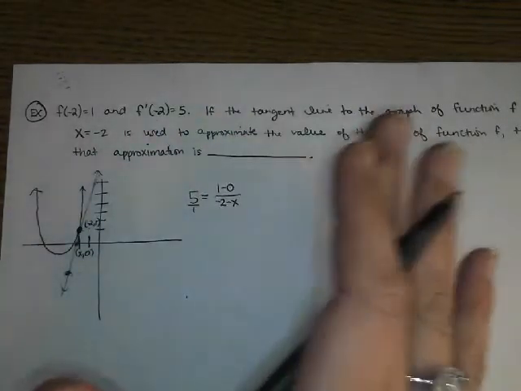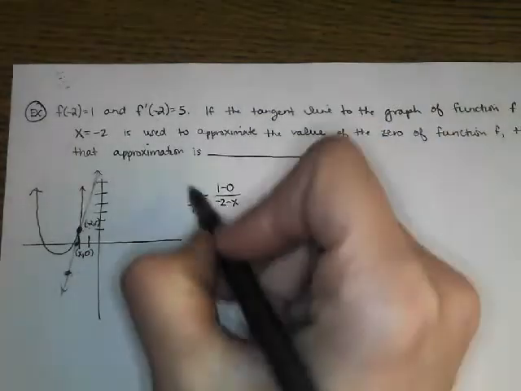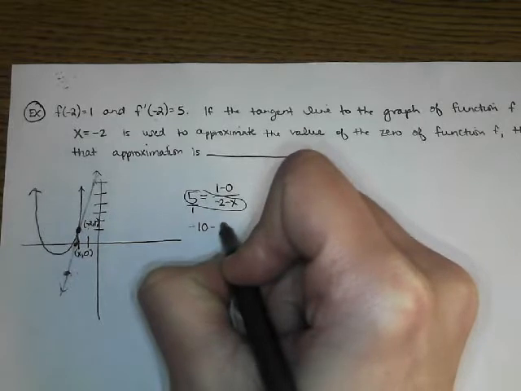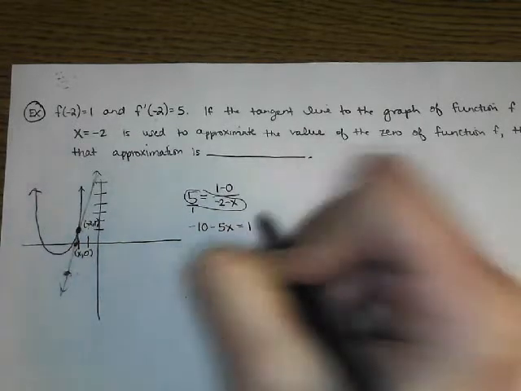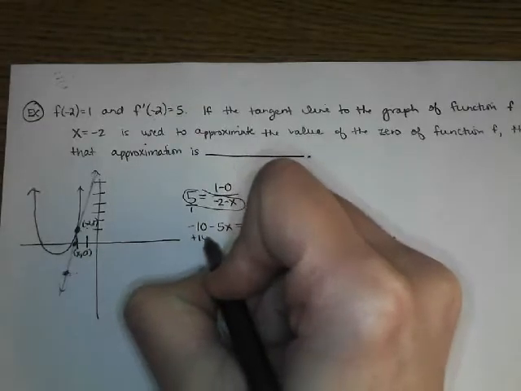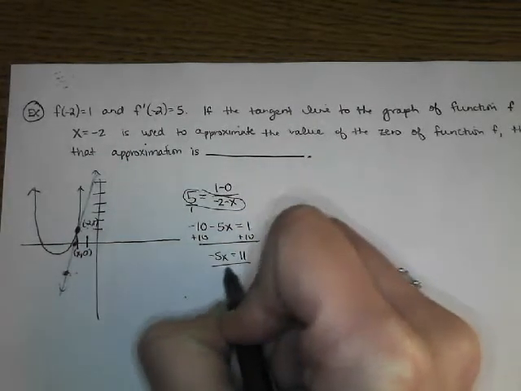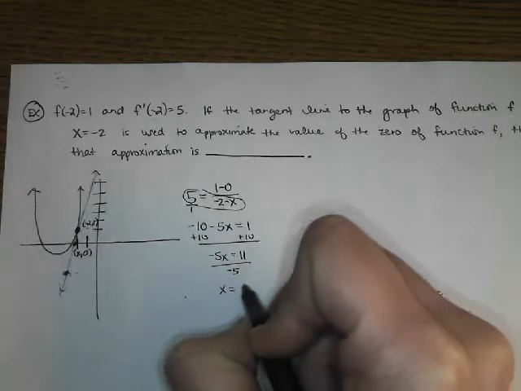We will cross multiply, you get -10 minus 5x equals 1. Add 10 to both sides. You're going to get negative 5x equals 11. Divide both sides by negative 5. X equals negative 2.2.